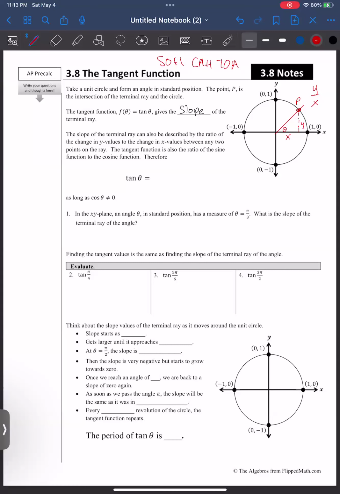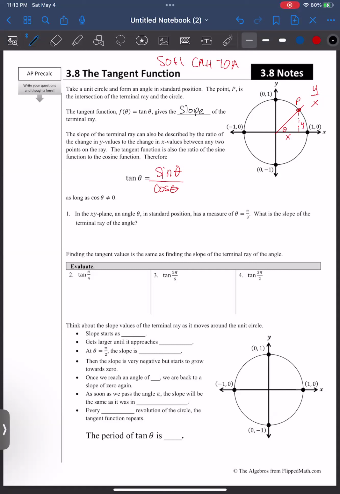The tangent function is also the ratio of the sine function to the cosine function. So exactly what we just said, it's sine of theta over the cosine of theta, right? As long as cosine of theta does not equal 0. So remember, cosine of theta is going to be in the denominator, so you cannot have that 0 down in the denominator.